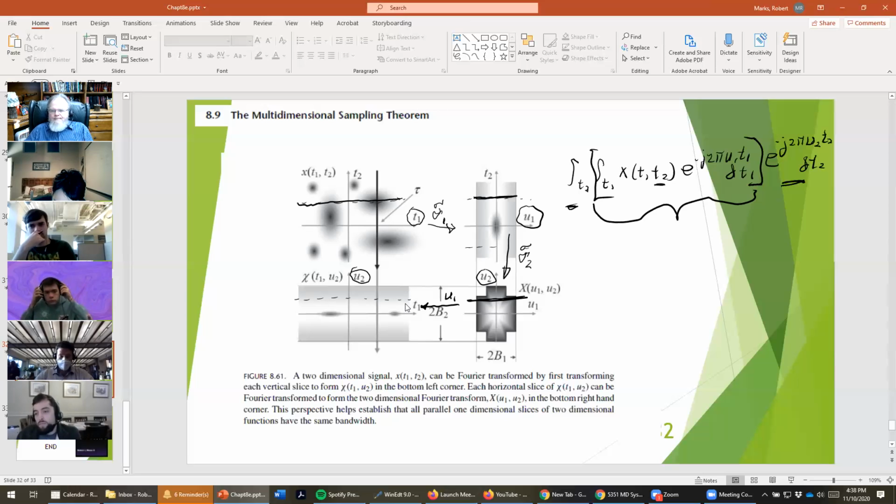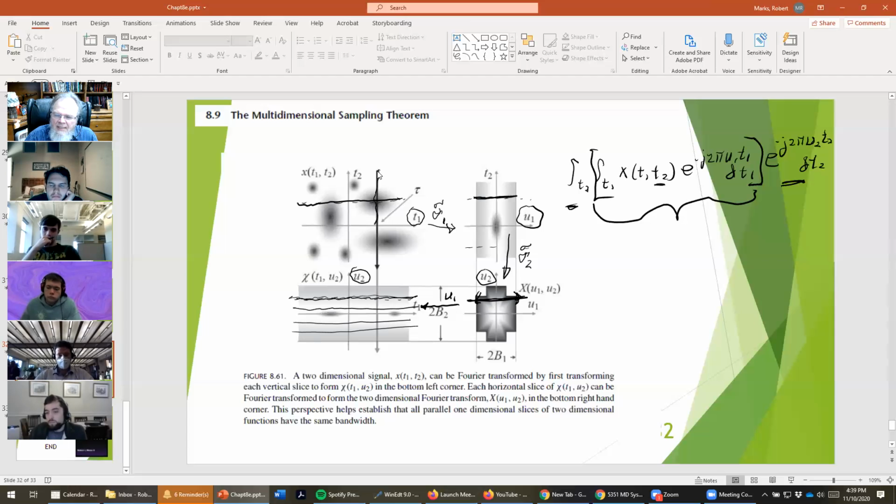The interesting result is that if I take the inverse Fourier transform of something finite, it's going to have infinite extent over here. So each of these functions is going to have infinite extent. The consequent of this is very interesting. It says that every horizontal slice, this is a one-dimensional slice of the Fourier transform, is going to have a bandwidth, and that bandwidth is determined by this.